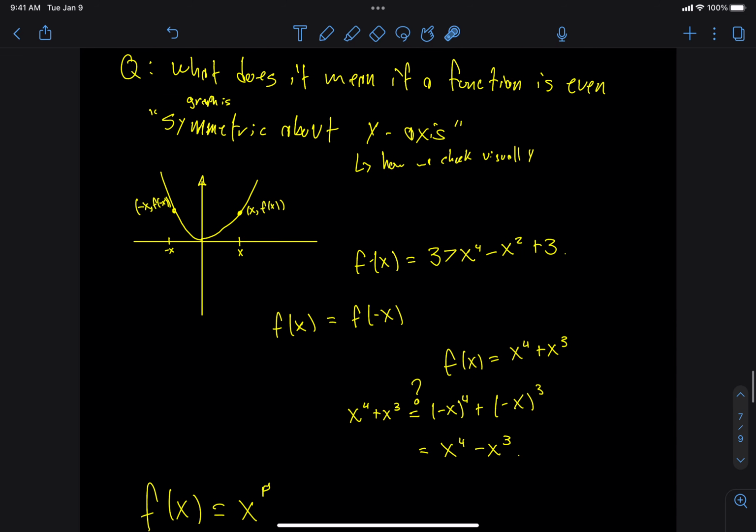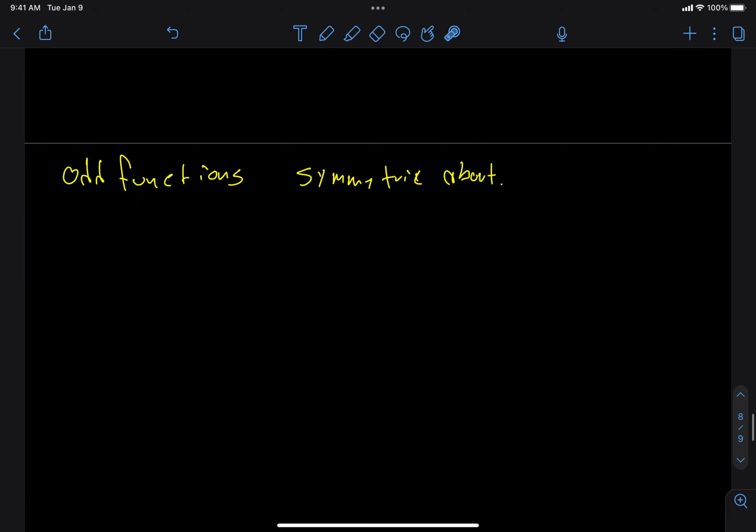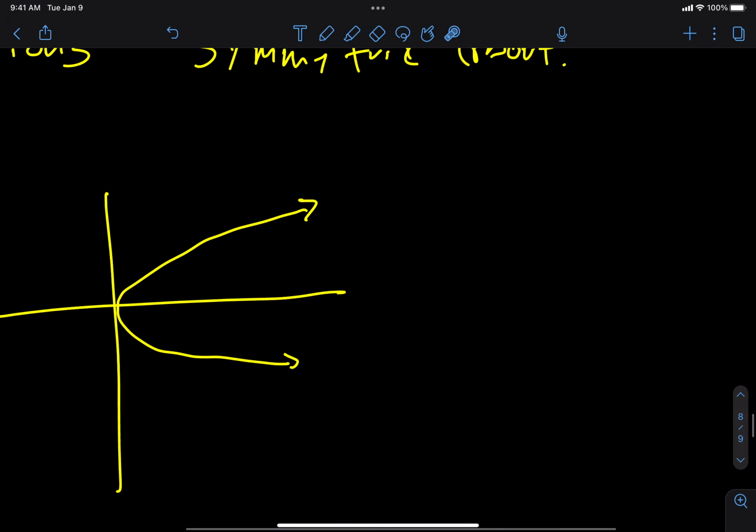So we say, well, these ones are symmetric about the y-axis. Let's take a look at a function that would be symmetric about the x-axis. If I had a function that was symmetric about the x-axis, what would it look like? It would look like something like this. But guess what? Is this a function? No, why not? It fails the vertical line test. So this wouldn't actually be a function. So we're not going to be talking about functions which are symmetric about the x-axis.